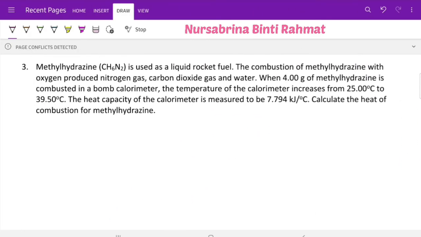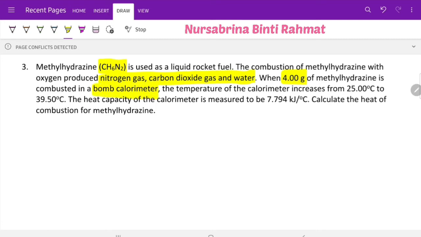Okay, so let's discuss the third question. This time you are using methyl hydrazine. Okay, let's highlight. Methyl hydrazine has this formula, which is being used in liquid rocket fuel. The combustion of methyl hydrazine with oxygen produces nitrogen gas, carbon dioxide gas, and water. Okay, so these are the products. So when 4 gram of methyl hydrazine is combusted in a bomb calorimeter.